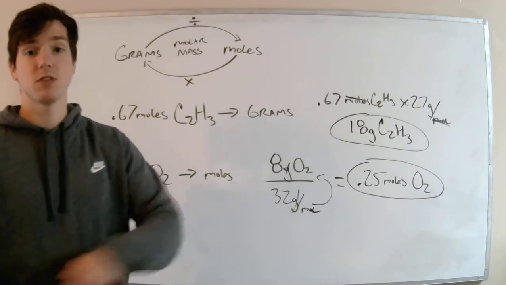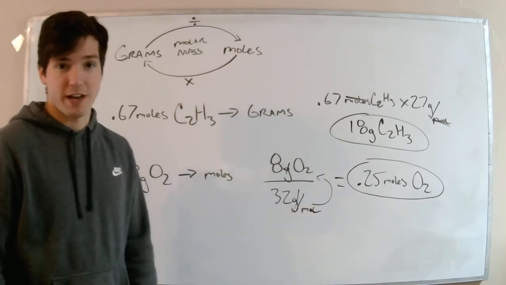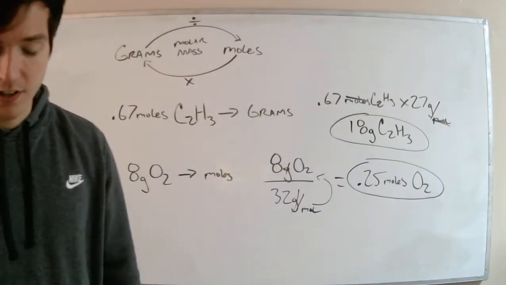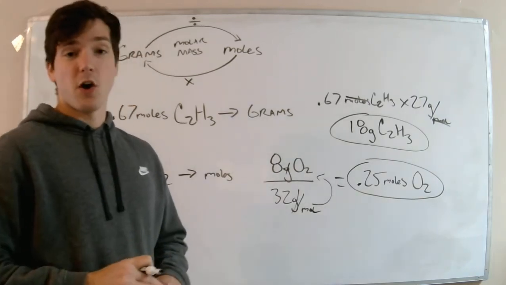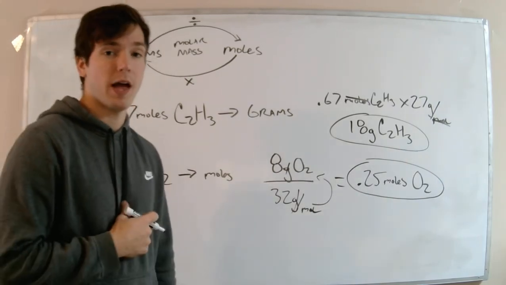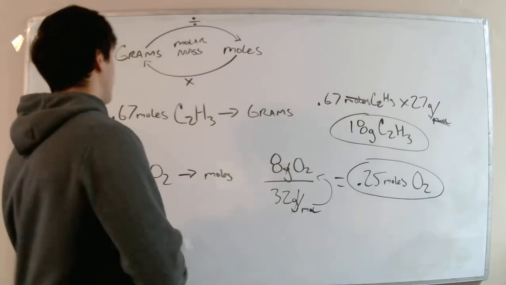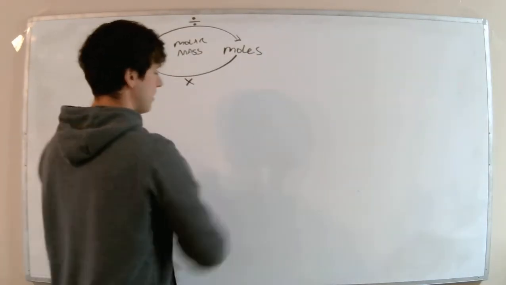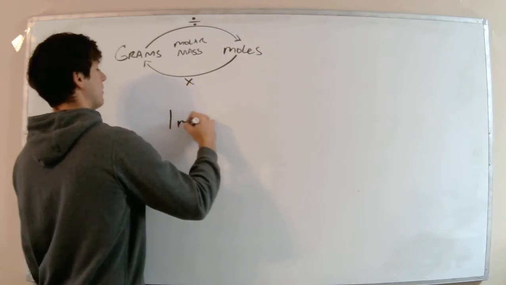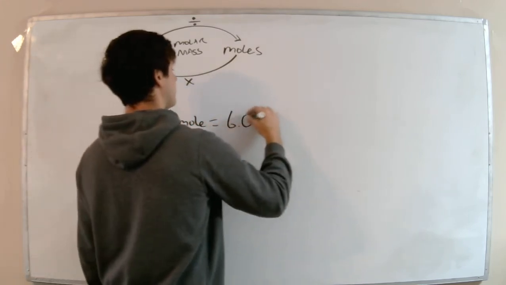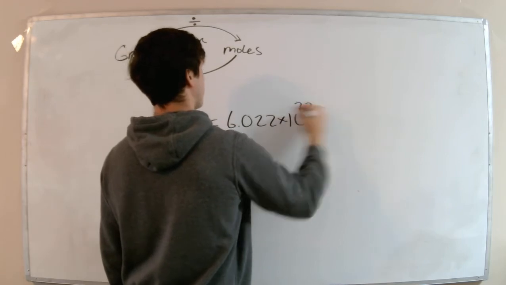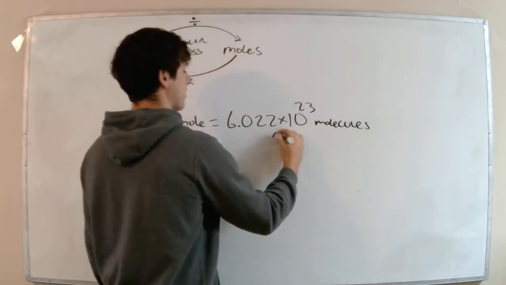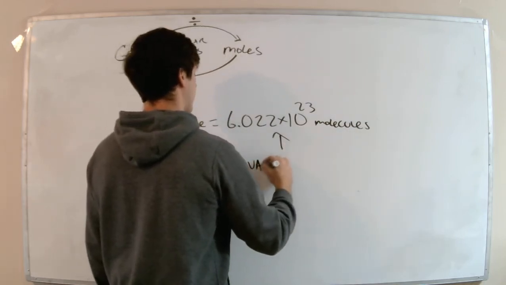Okay, so grams to moles and moles to grams we should have down. But now, let's go ahead and take this a step further. Let's say that I no longer want to know how many moles there are, but now I want to know how many molecules there are. Well, remember that I gave you that nice little conversion that 1 mole equals 6.022 times 10 to the 23rd molecules, which this number is known as Avogadro's number.